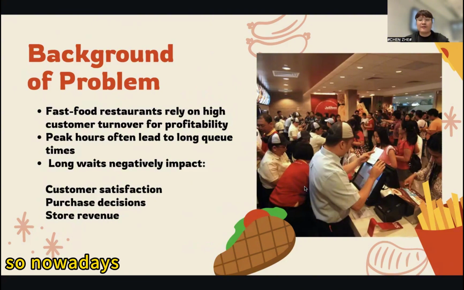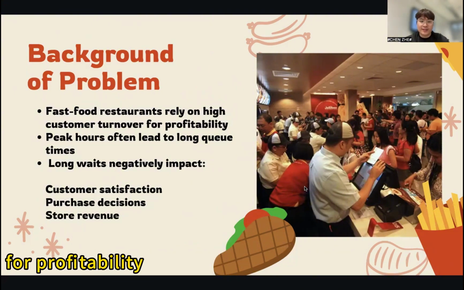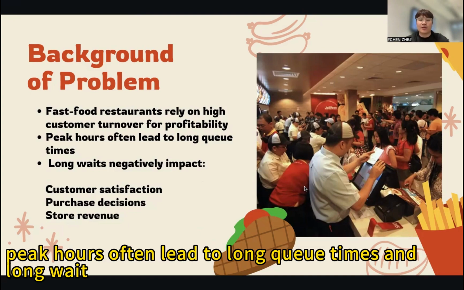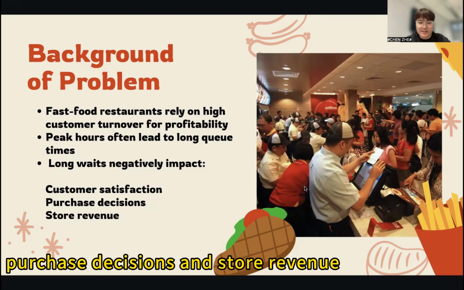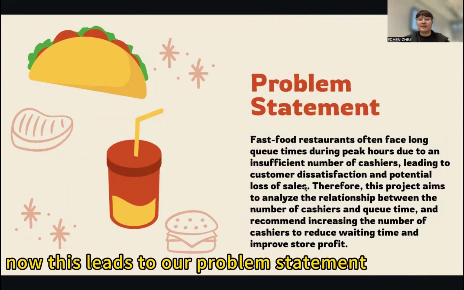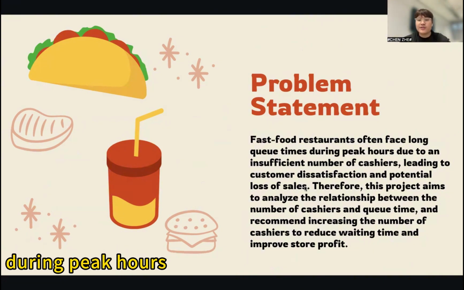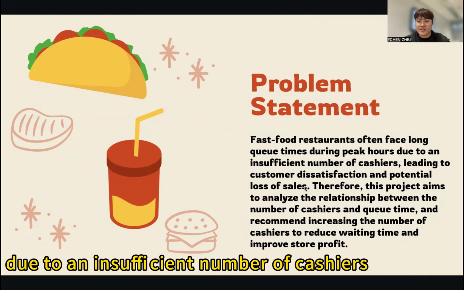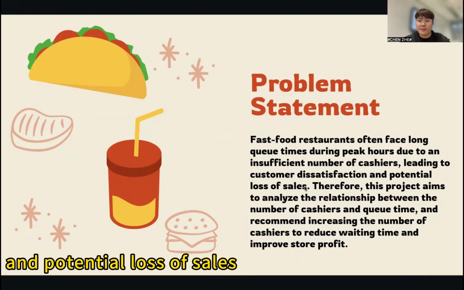So nowadays, fast food restaurants rely on high customer turnover for profitability. Peak hours often lead to long queue times, and long waits negatively impact customer satisfaction, purchase decisions, and store revenue. Now, this leads to our problem statement. Fast food restaurants often face long queue times during peak hours due to an insufficient number of cashiers, leading to customer dissatisfaction and potential loss of sales.